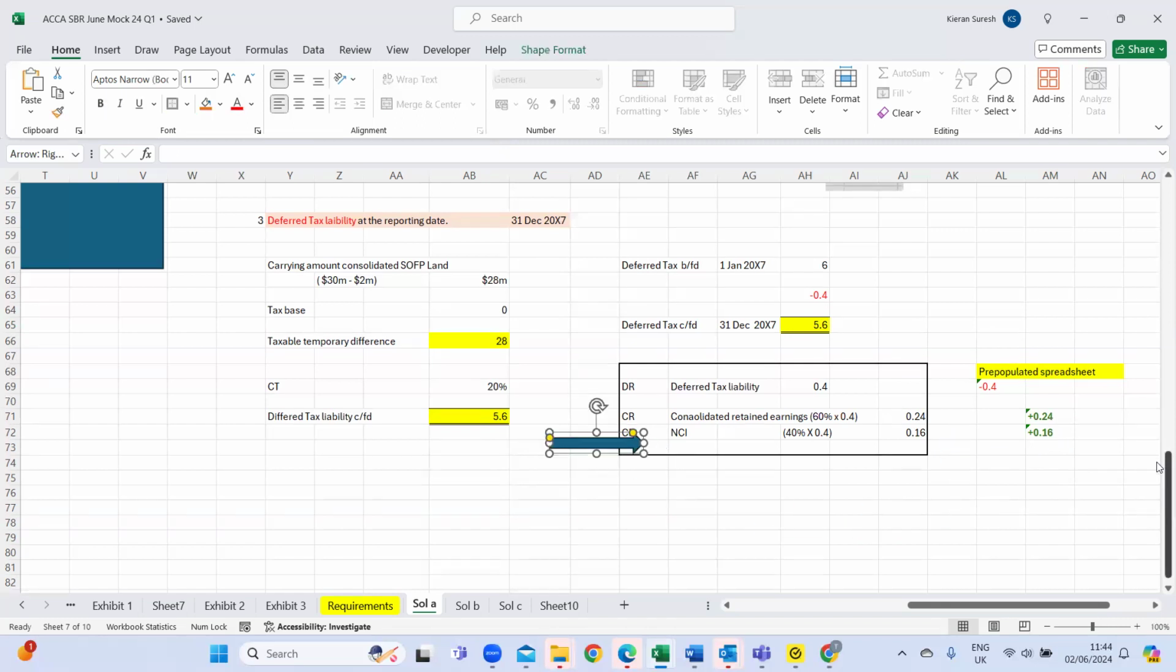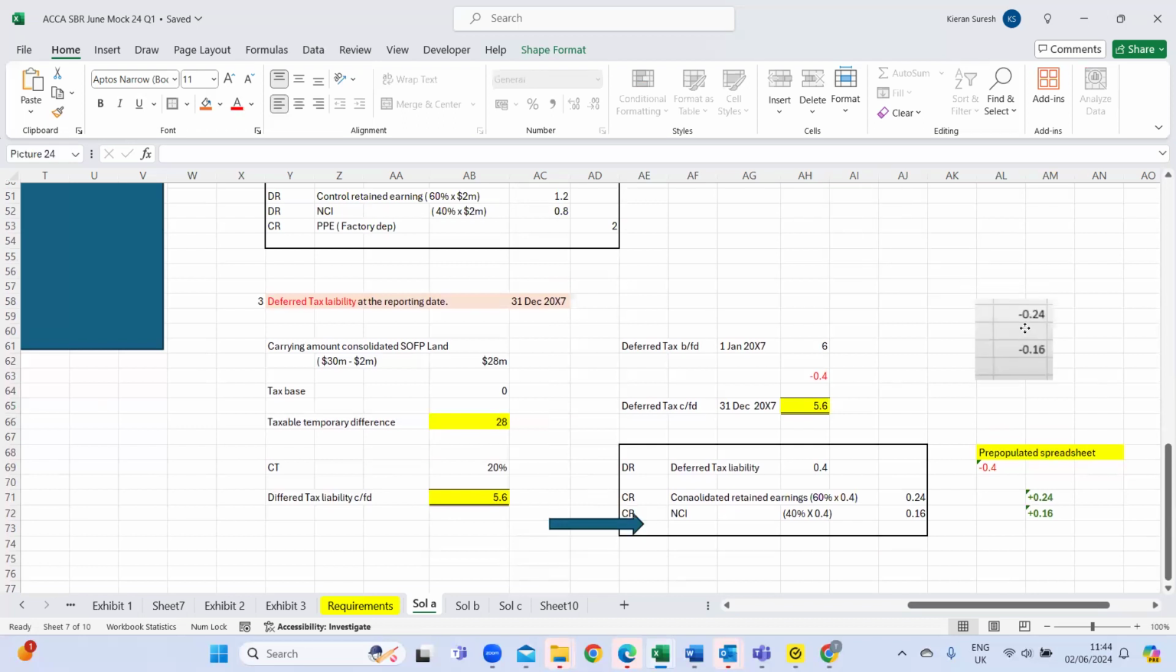Now you can see here what I've got copied here, right? So this is not right. This is what is being done. This is the ACCA solution. You could see they have reduced the NCI. When you minus 0.16, that means you're reducing NCI. That is not correct. When you minus 0.24 on the retained earnings, it is not correct, because if you are increasing a liability or a charge, then retained earnings would go down. But we are not increasing the charge, the charge has been reduced.